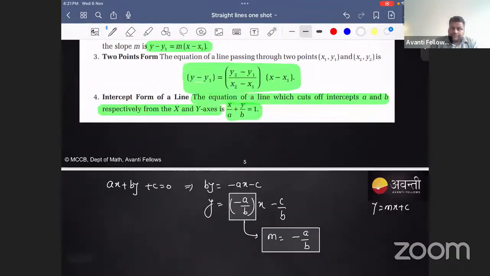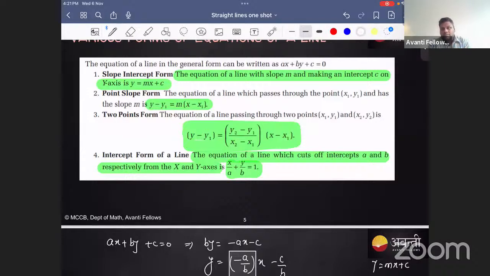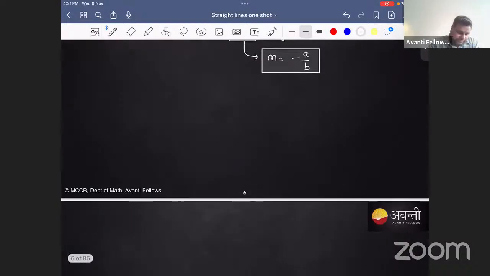Dhruvi, Roshan, are you aware of all these formulas? Yes, sir. Now we'll do questions over it.